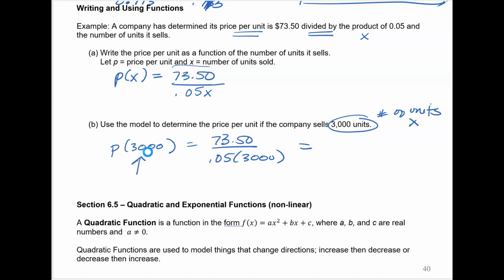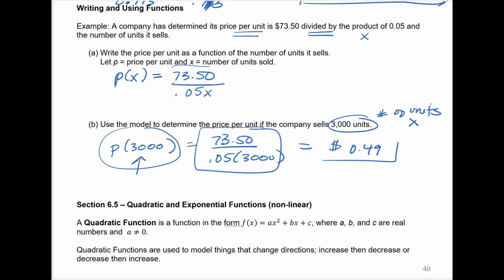And where I'm writing it here, this is just the notation. This doesn't mean anything on the left. Like, I'm not doing any math there. That's just the notation that says, hey, we're plugging 3,000 in. So all the math is going to come over here. So you can put this in your calculator and you should get 0.49 or 49 cents per unit. So that's the answer for that one.